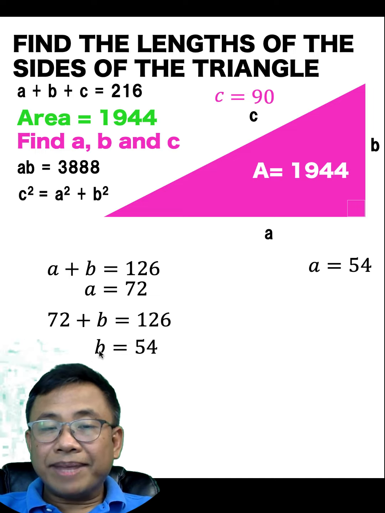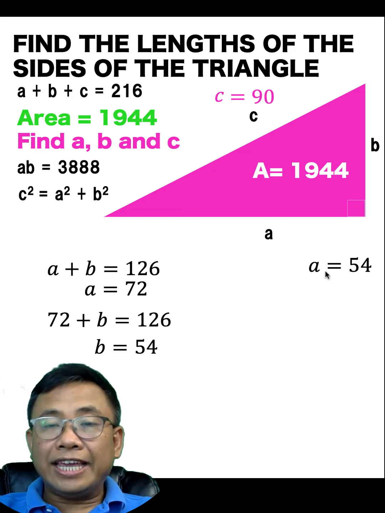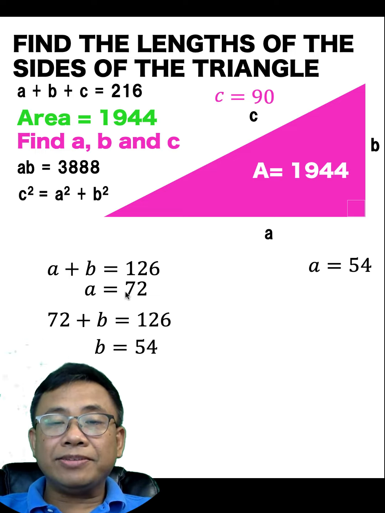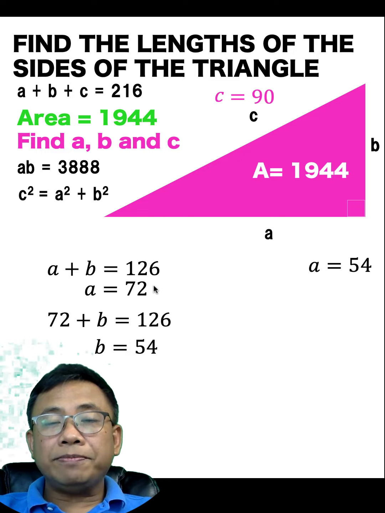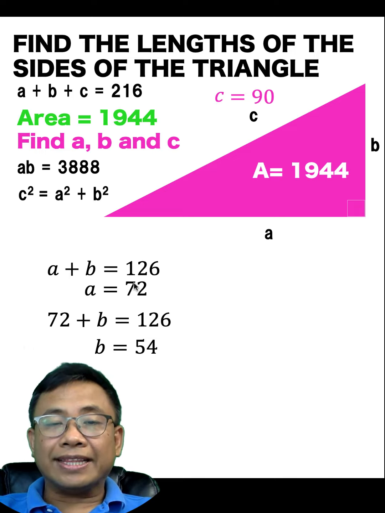Notice that by coincidence, this value of B is just the same as this value of A, so that if we let A equal 54, we'll also get B to be 72. So, which between A equals 72 or A equals 54 is the right answer here? Notice that side A is longer than side B, and therefore, we accept that it is A that is 72 and it is B that is 54.